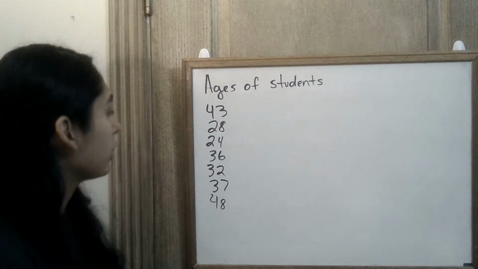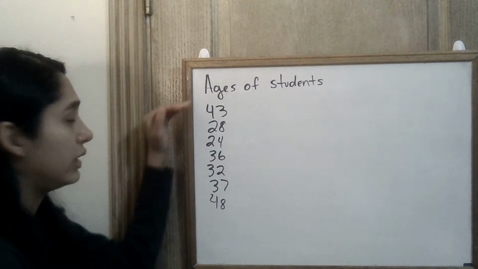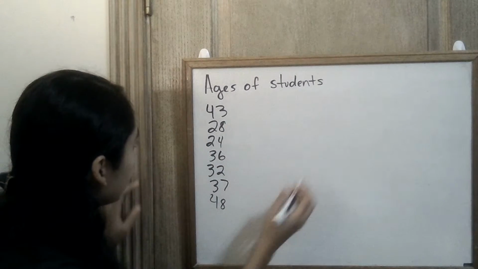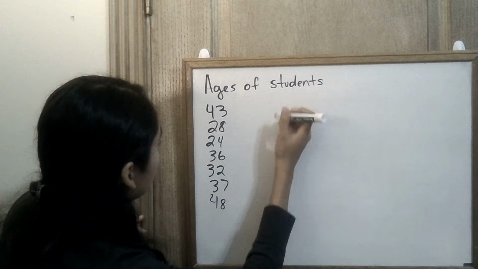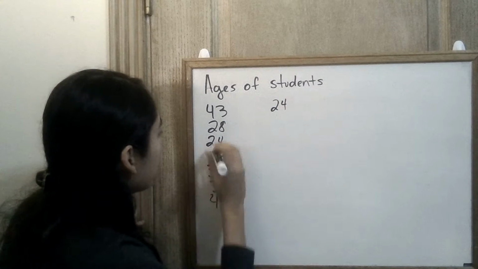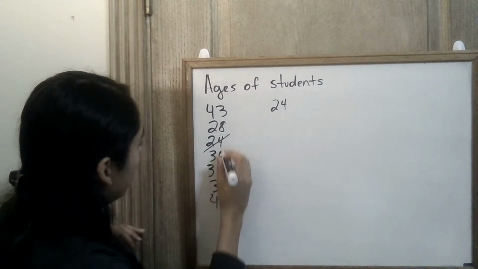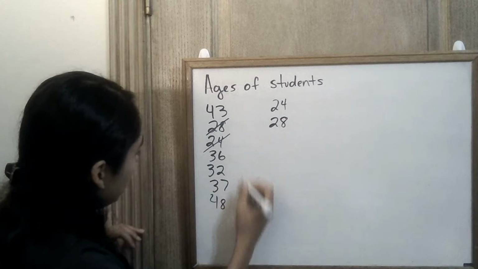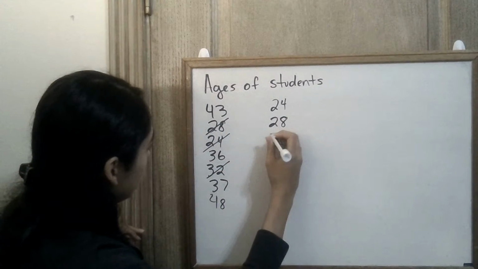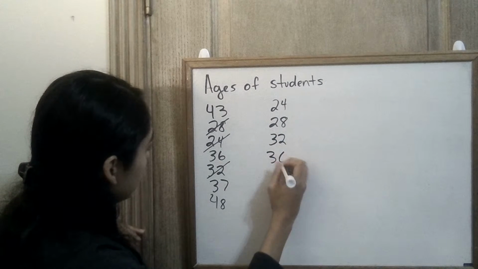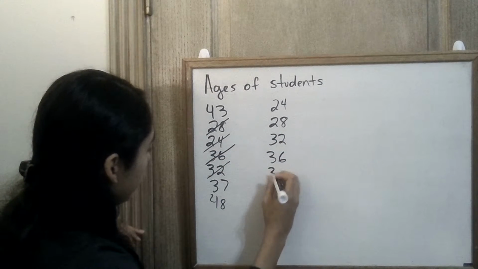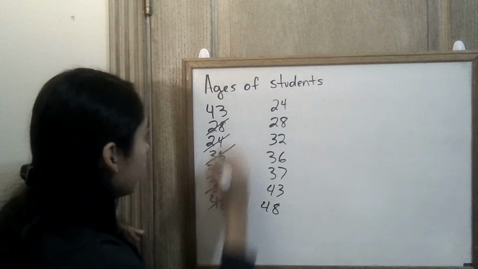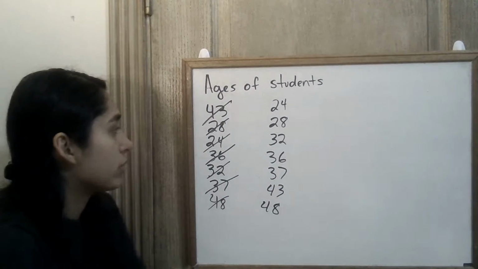If I go ahead and organize the information from least to greatest, it's much easier. So let's go ahead and do that. Okay. 24. And just to keep track, I'm going to be scratching out values. 28. Next up, we have 32, and 36, 37, 43, and then 48. Okay. So now we organized it from least to greatest.